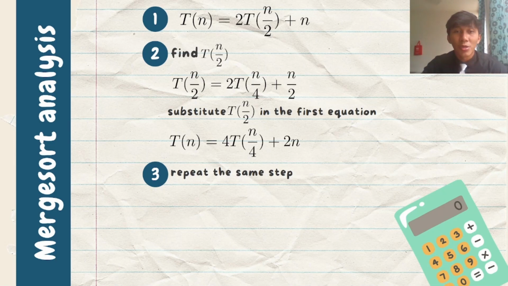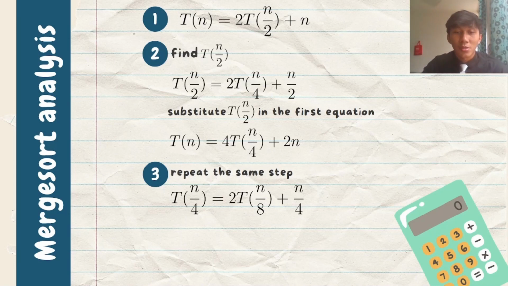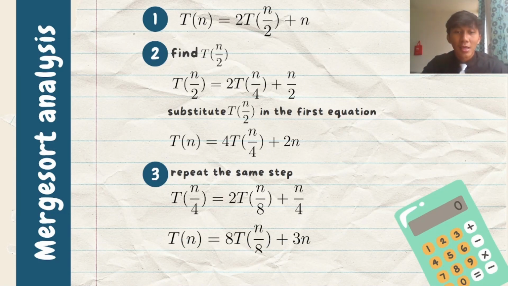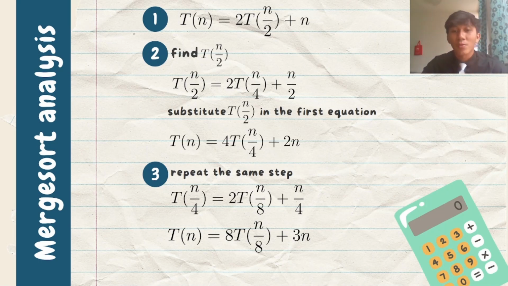Next step is we repeat the same step to find the third equation. But this time we use T(n/4), since T(n/4) is inside our second equation. And we got T(n/4) = 2T(n/8) + n/4. And for the third equation, we got T(n) = 8T(n/8) + 3n.